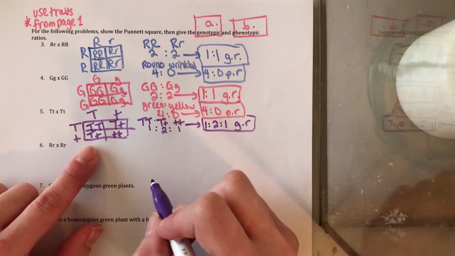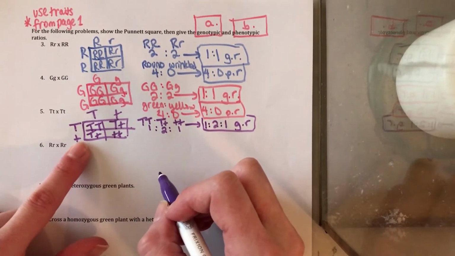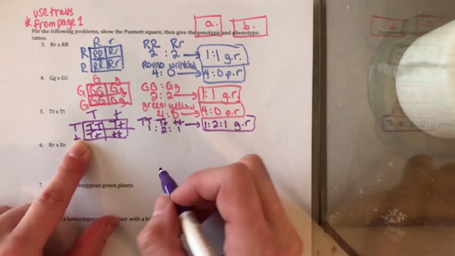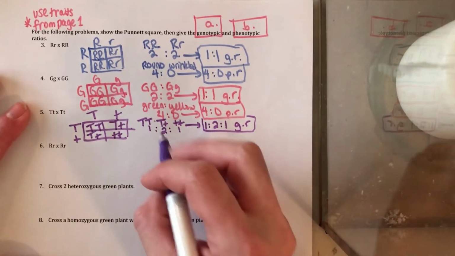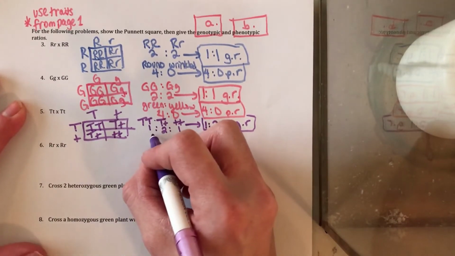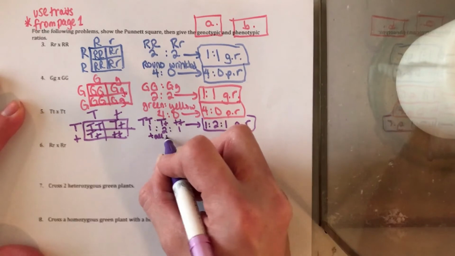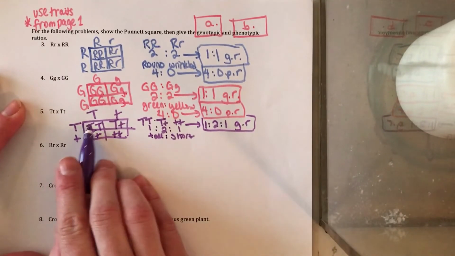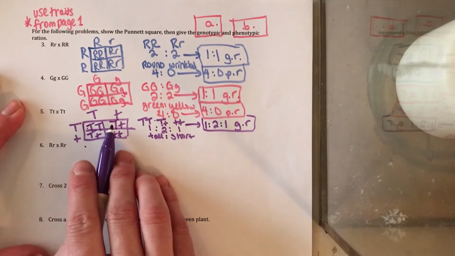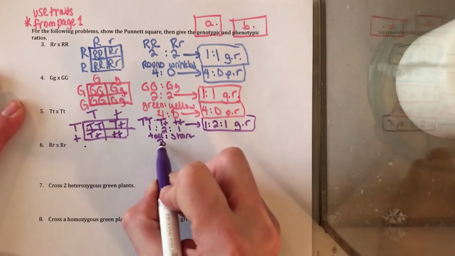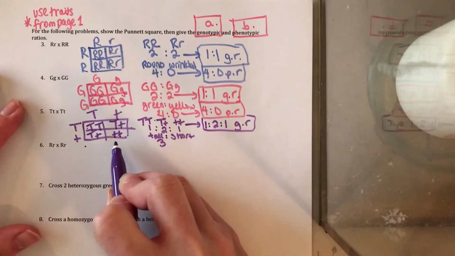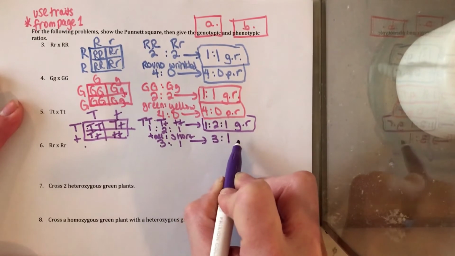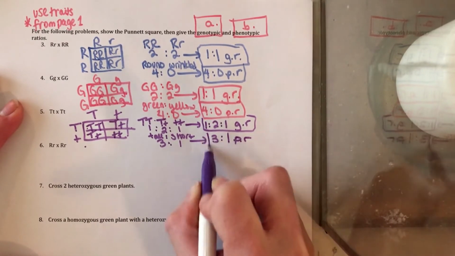Now for the phenotypic ratio, because here we're dealing with the letter T, so it is tall and dealing with height, there are two possibilities, right? We're either dealing with tall or short, and 3 of these possibilities have the dominant T allele. So 3 for tall and 1 for short. So 3 to 1 is our phenotypic ratio.